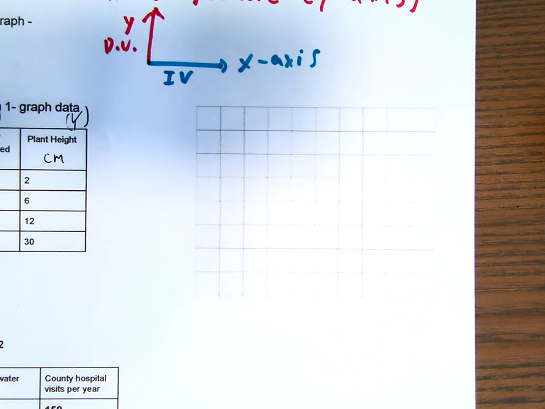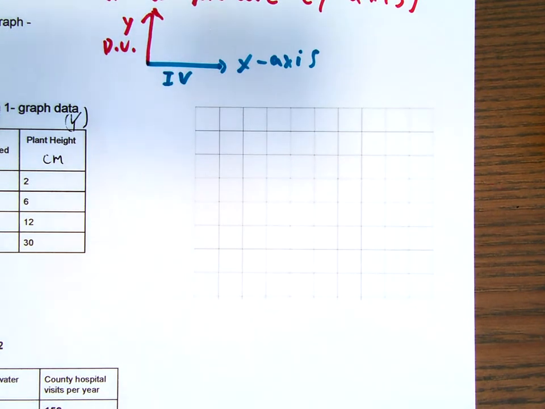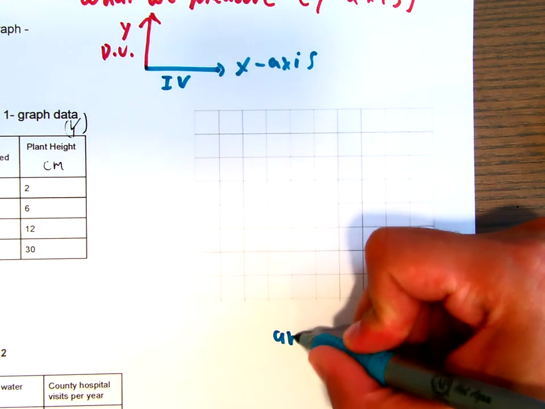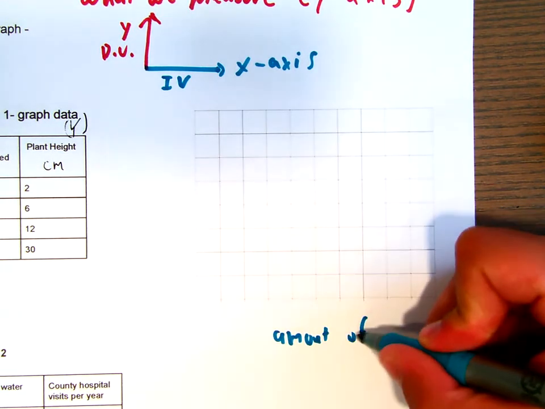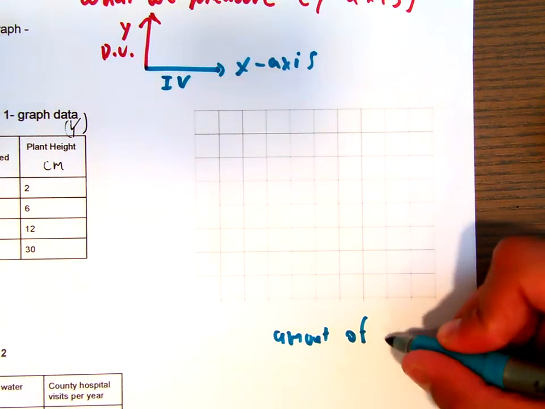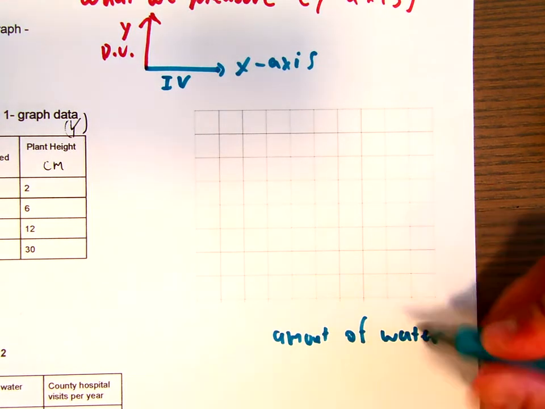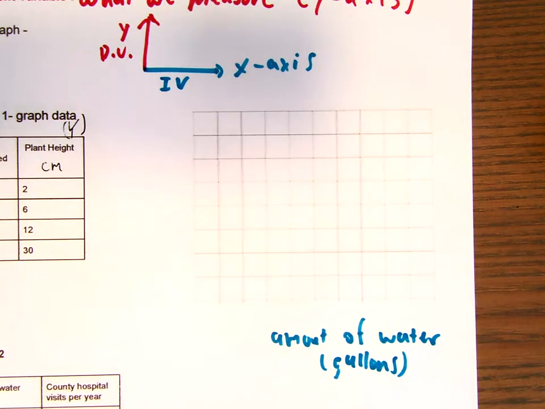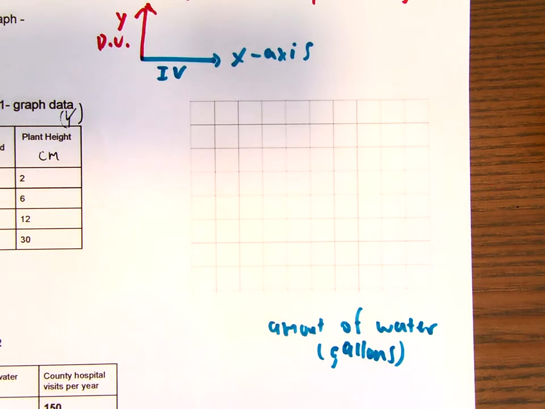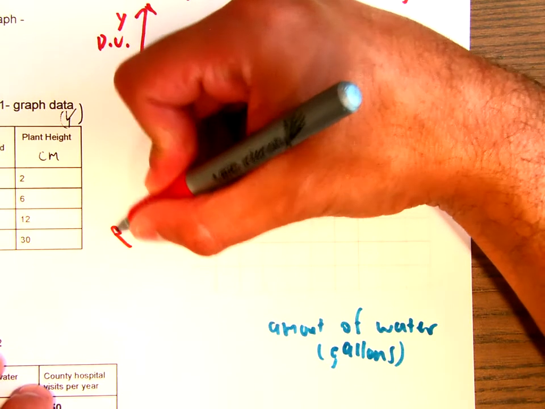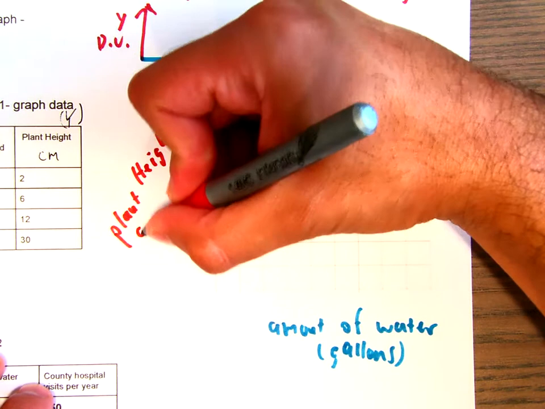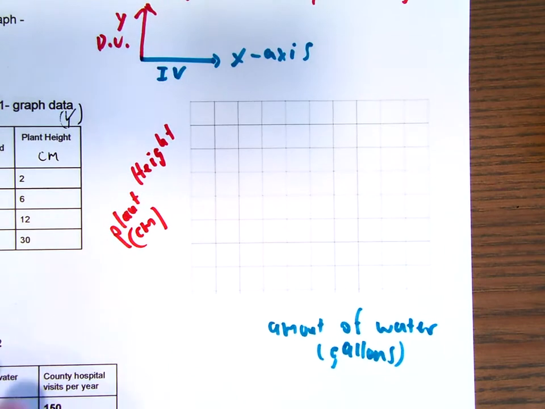So I'm going to go ahead and label the bottom. The bottom is going to be the amount of water that I'm adding, in gallons. The side of this is going to be my plant height, so this is my plant height in centimeters.